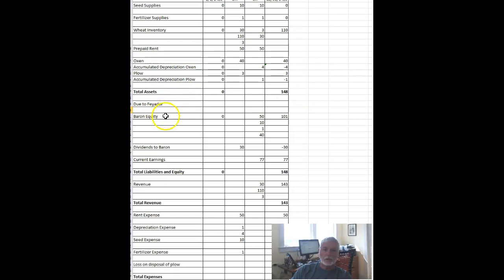He doesn't owe anything to Fyodor, and the Baron provided equity of 101 bushels. He received dividends of 30 bushels, and he has current earnings of 77 bushels. So he has a total liabilities and equity of 148. Balanced, 148 and 148.